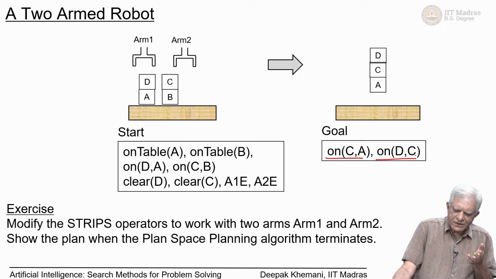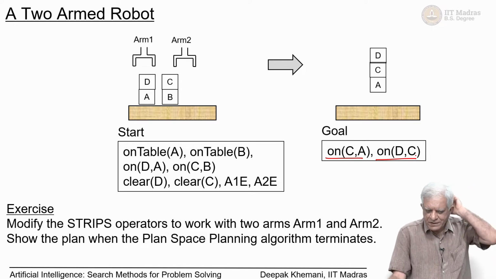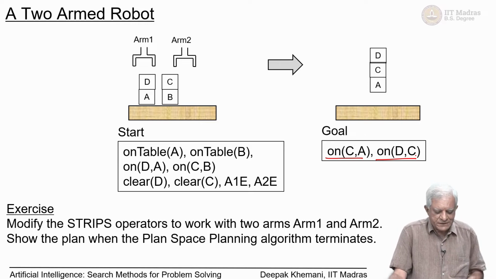If there was only one arm, you can see that you would have to, let us say, unstack D from A, keep it somewhere, let us say, on the table. Then you would have to unstack C from B and put it on A. So, that is 4 steps. Then you would have to pick up D and put it on top of C. So, that would be 6 steps. Can we do it in better than 6 steps if we have a robot with 2 arms essentially?